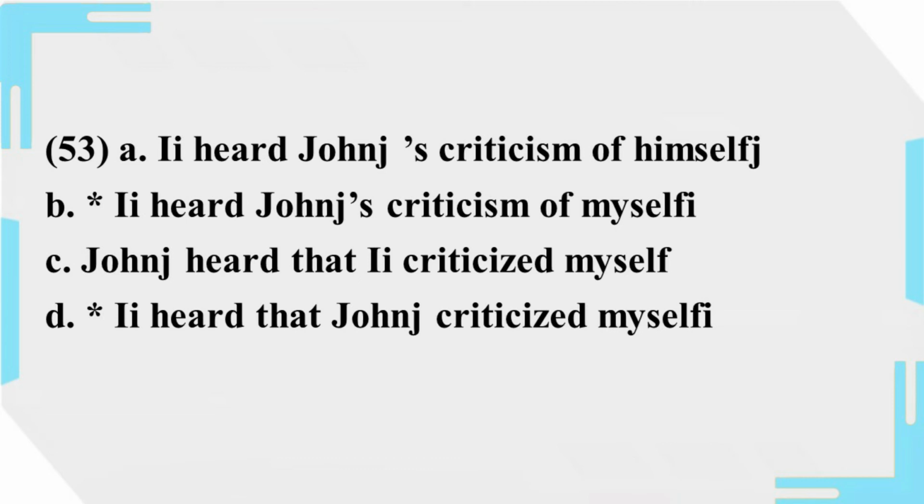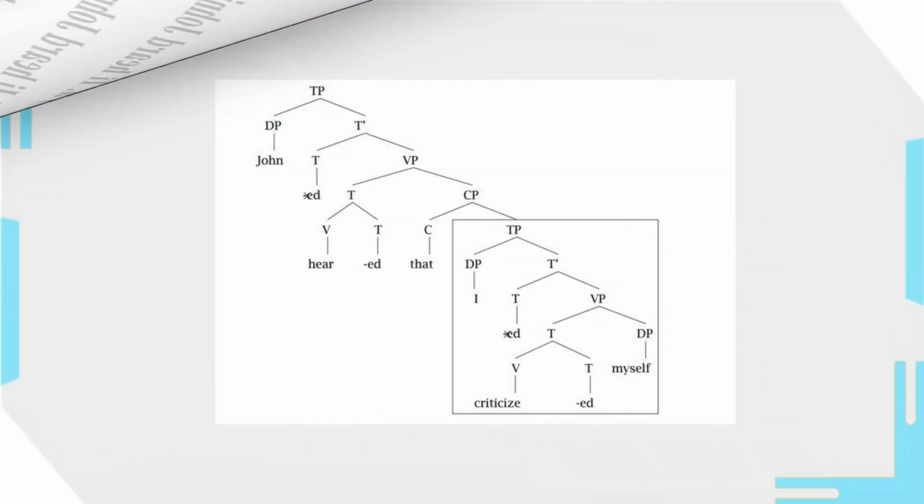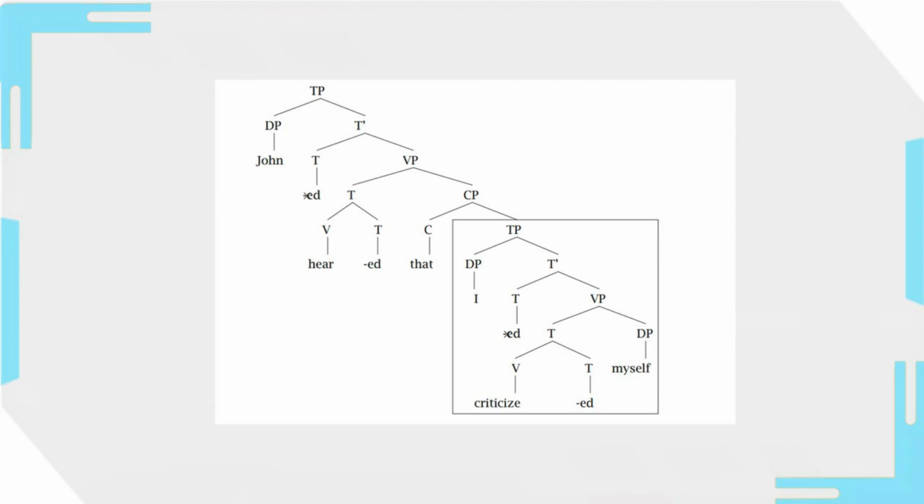We can indicate the domain of a reflexive by putting a box around the nodes that are in the same XPs with the subject as the reflexives are. This is called the domain of the reflexive. It will always be the smallest XP with a subject that contains the reflexive.